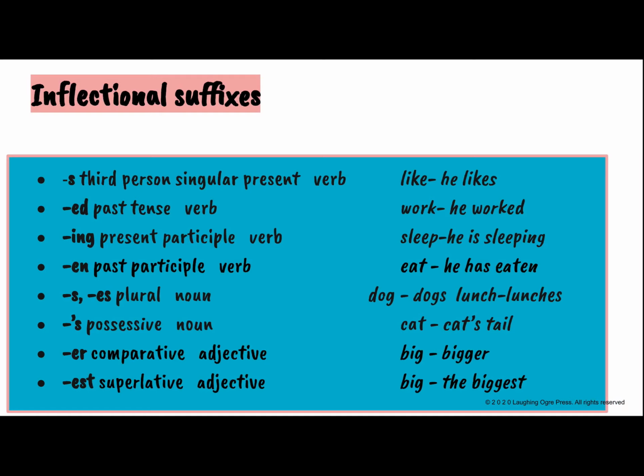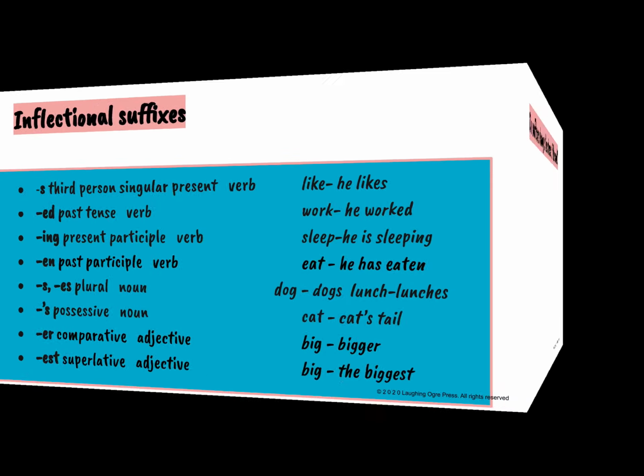So you can see here it's the S as in third person singular present. We could do it as a plural. We could do it as a possessive. We have the ED as a past tense. ING, EN, ER, and EST. Those are the only inflectional suffixes that we have. I have them listed here so you can see how they change the syntax, but they're not actually changing the meaning of the word.